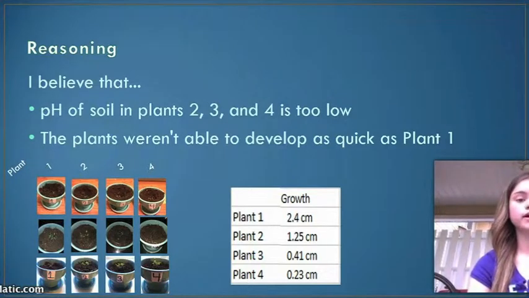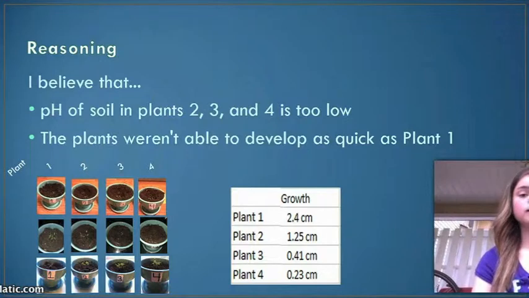As for plants 2 and 3, I believe that although they grew at a faster rate than plant 4, they still had a somewhat stunted growth. I think this happened because even though they were given less caffeine than plant 4, their pH was also lowered to an extent in which it slowed their development.